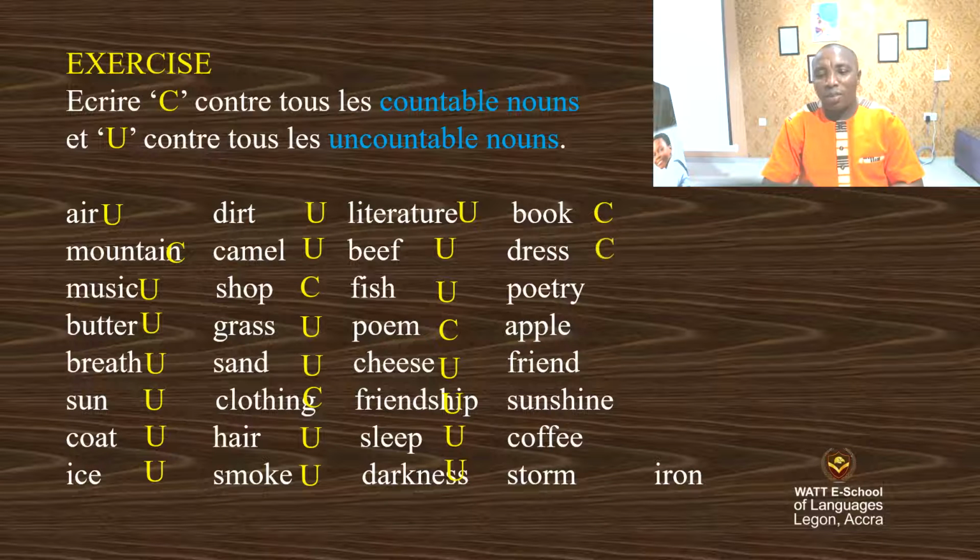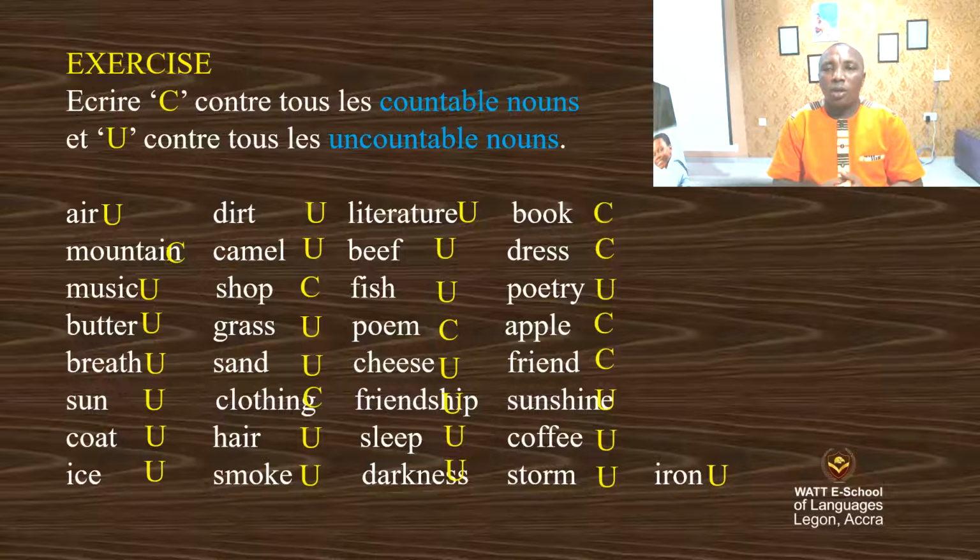Dress is a countable noun. Poetry is uncountable noun. Apple is countable noun. Friend is countable noun. Sunshine is uncountable noun. Coffee is uncountable noun. Storm is countable noun, and iron is uncountable noun. So all these are nouns which are countable and uncountable.